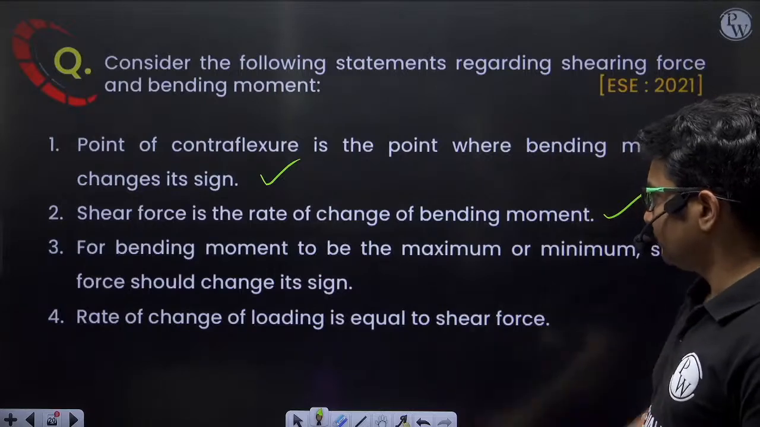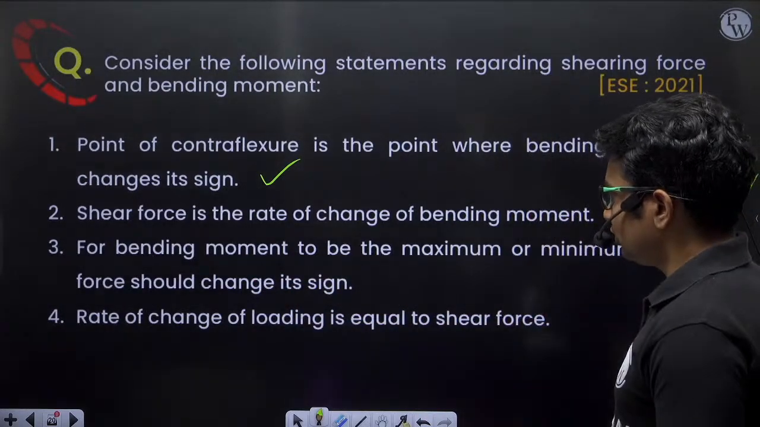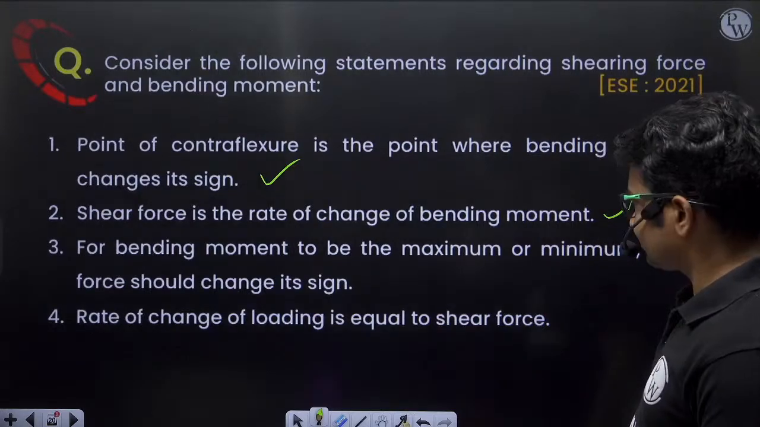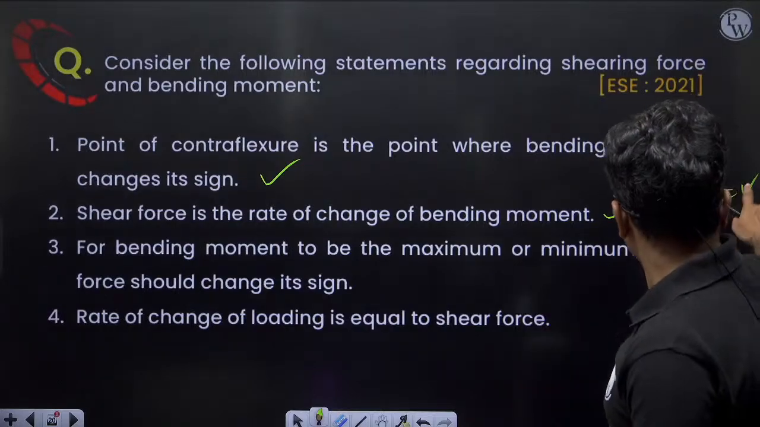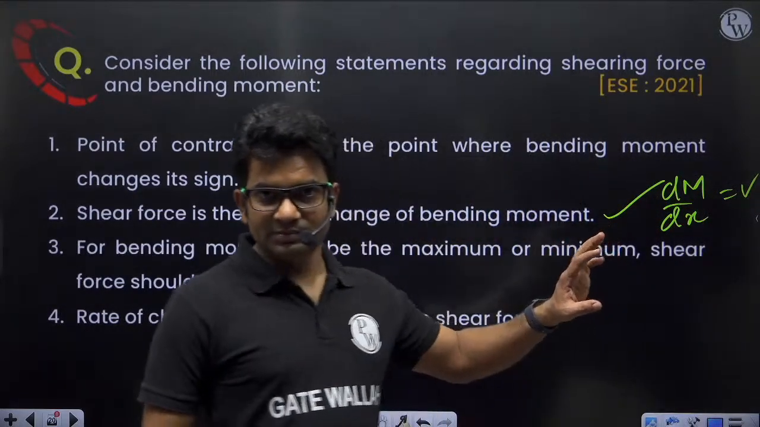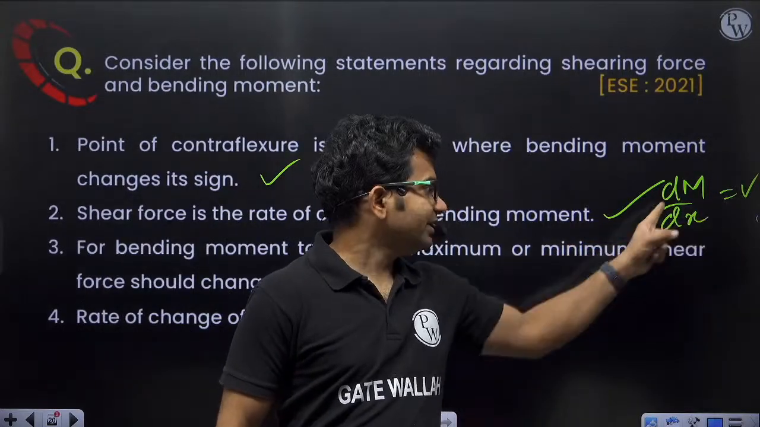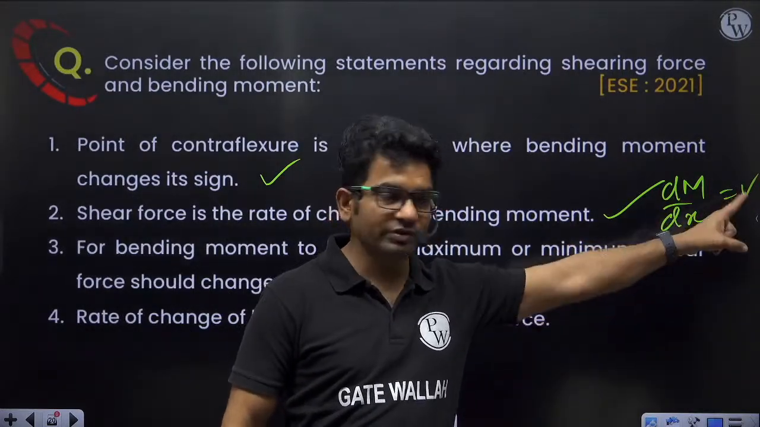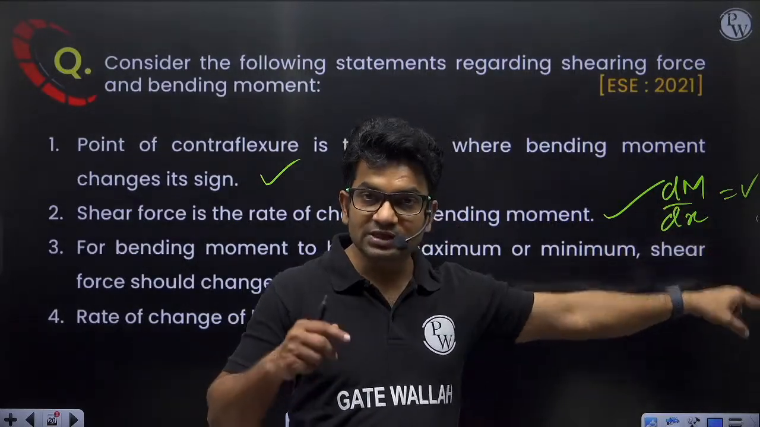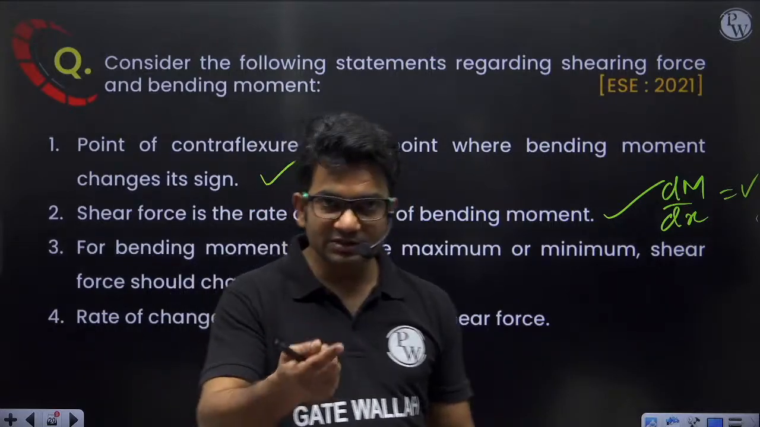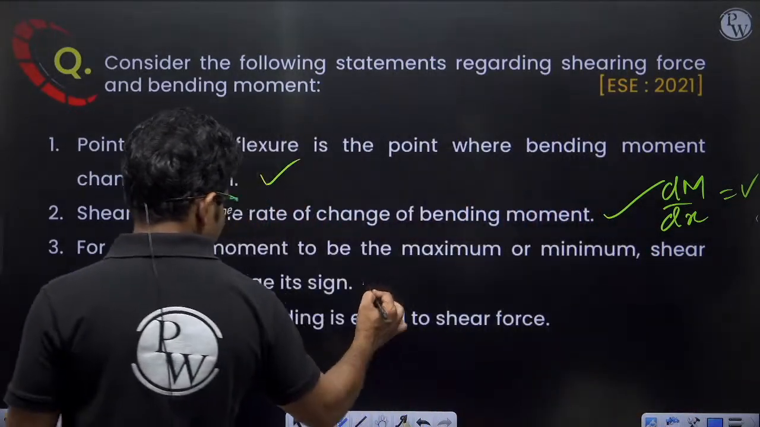That we know. For bending moment to be maximum or minimum, shear force should change its sign. So at whatever location shear force is changing sign or is 0, at that location dM by dx will become 0. When dM by dx becomes 0, bending moment will be either maximum or minimum. So this is also correct.